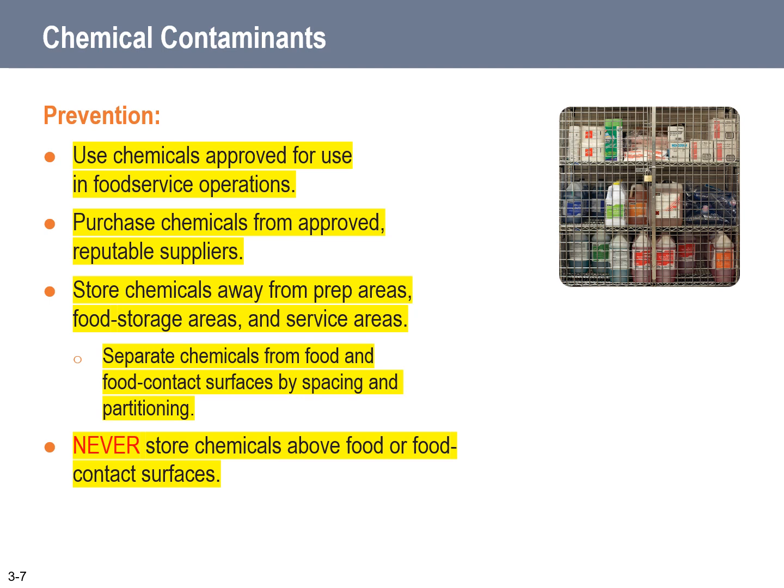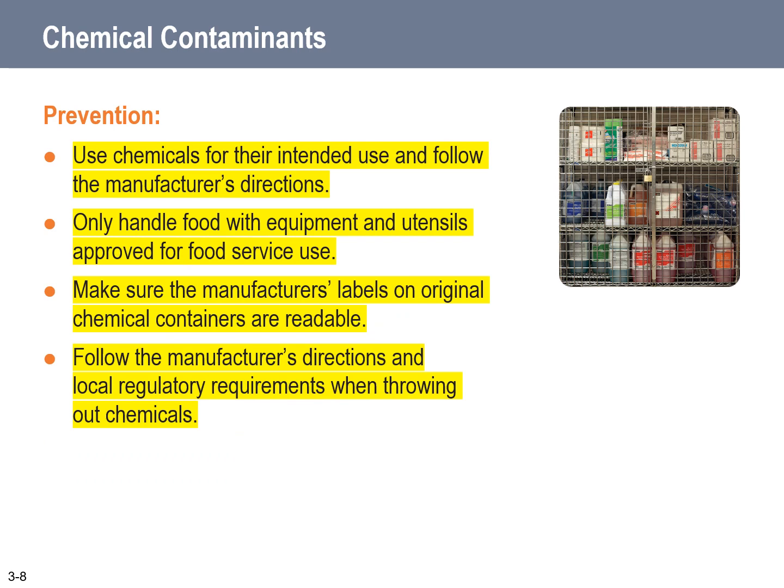And never store chemicals above any food or food contact surfaces, because if that chemical drips onto the food, you do not know it, and you serve it, someone can get very sick. Use chemicals for their intended purpose only, and make sure you follow the directions. Only handle food with equipment and utensils approved for food service use only. Make sure you read the directions on the manufacturer's labels in the original containers. And then follow any local regulatory requirements when throwing out chemicals or containers.